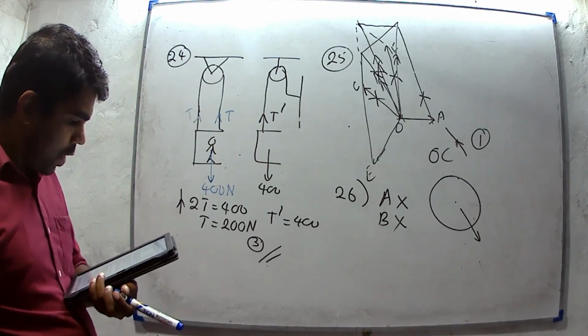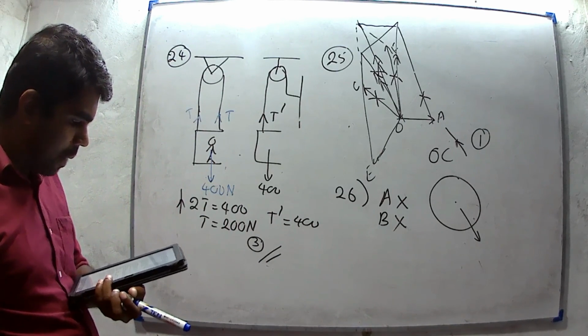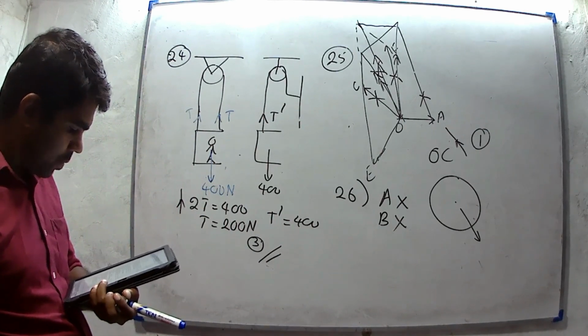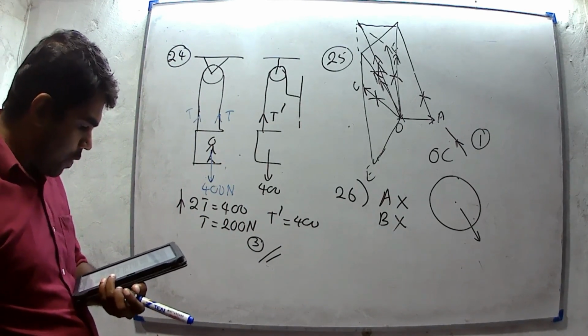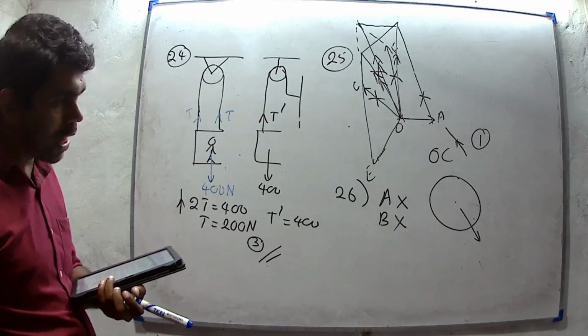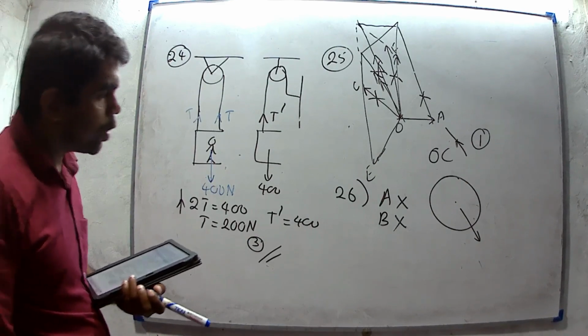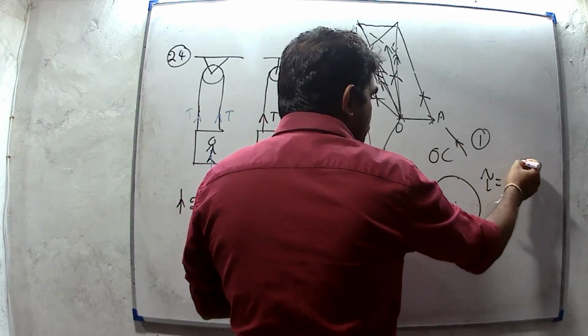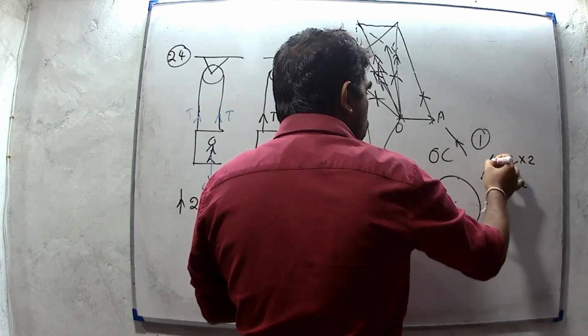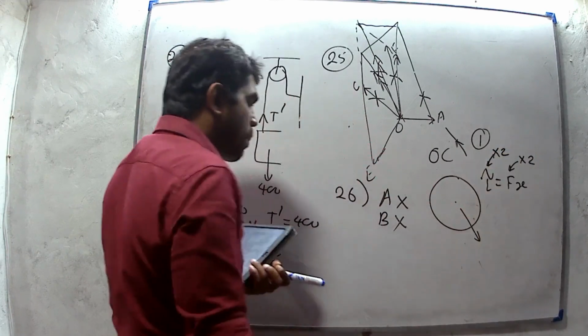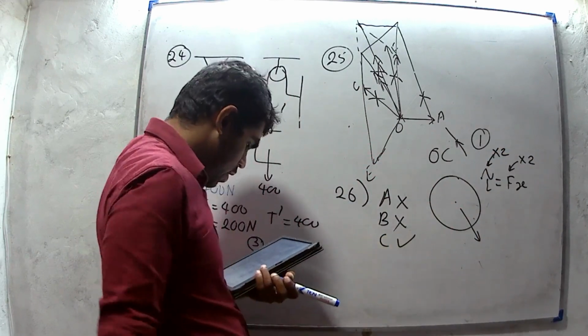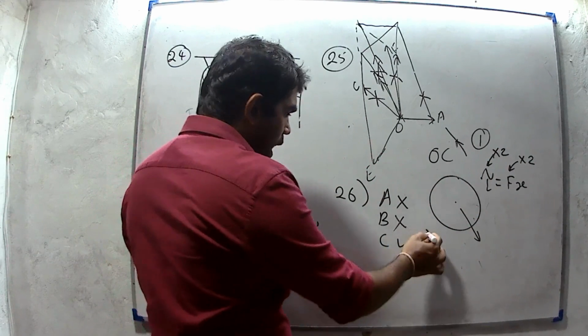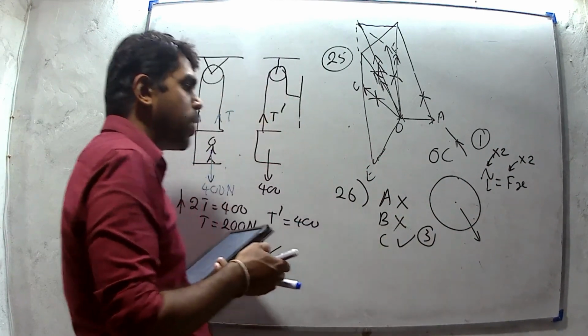Part C: when the magnitude of forces is doubled, the magnitude of torque will also double. Yes, we know that when the magnitude of force doubles, torque is force times distance. When force is doubled, torque is also doubled, directly proportional. C is correct. Only C is true. Then answer C is correct for question number 26.